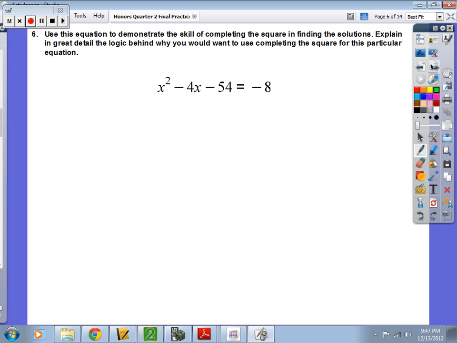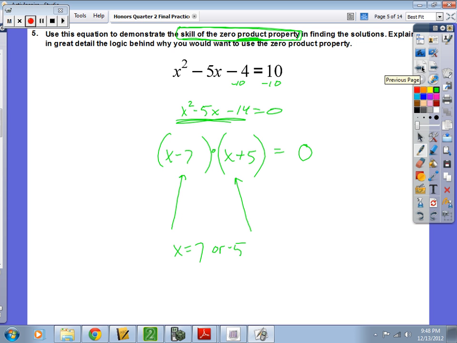Alright, this guy. Okay, completing the square. So, maybe I gotta back up. Why would you want to use this? Because that's going to be kind of a big question. Why would you want to use this?